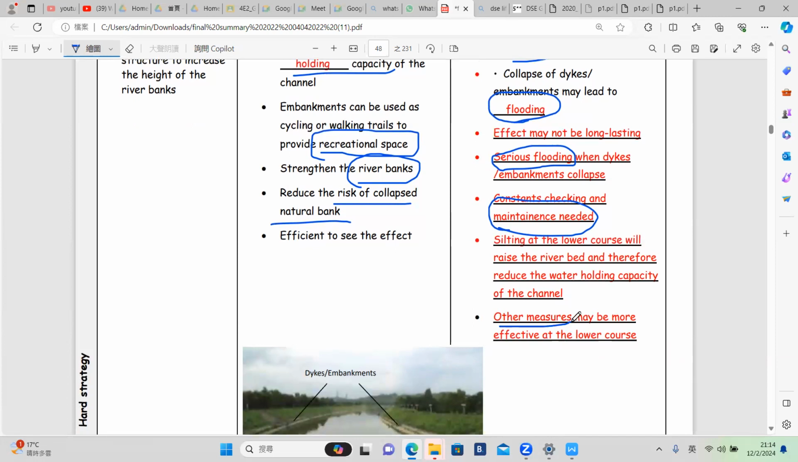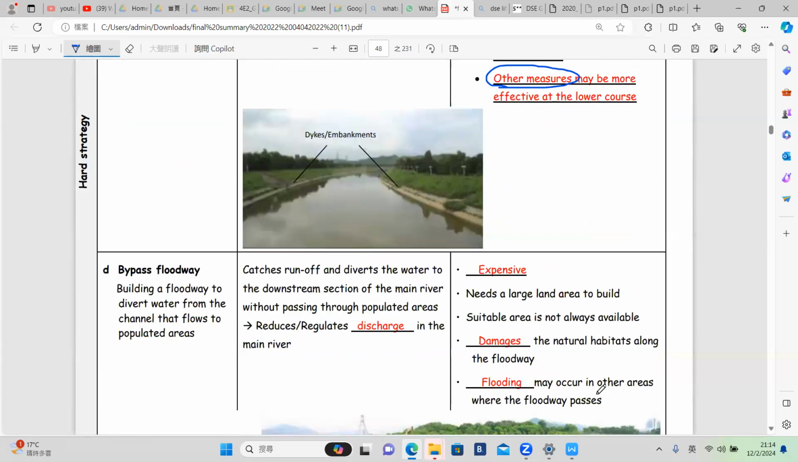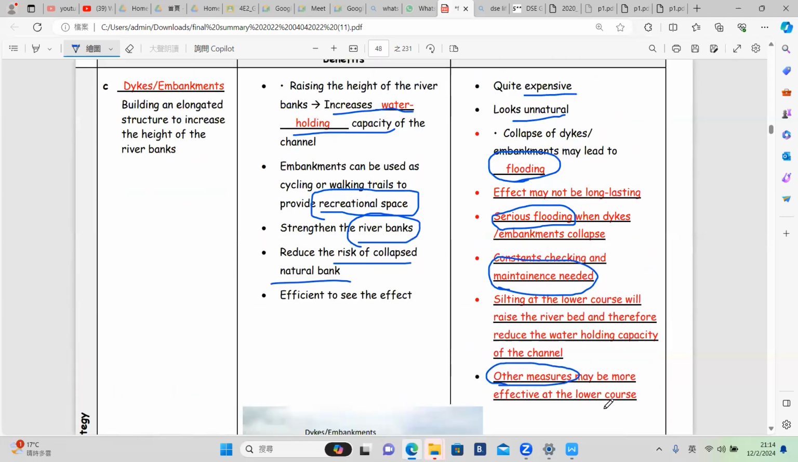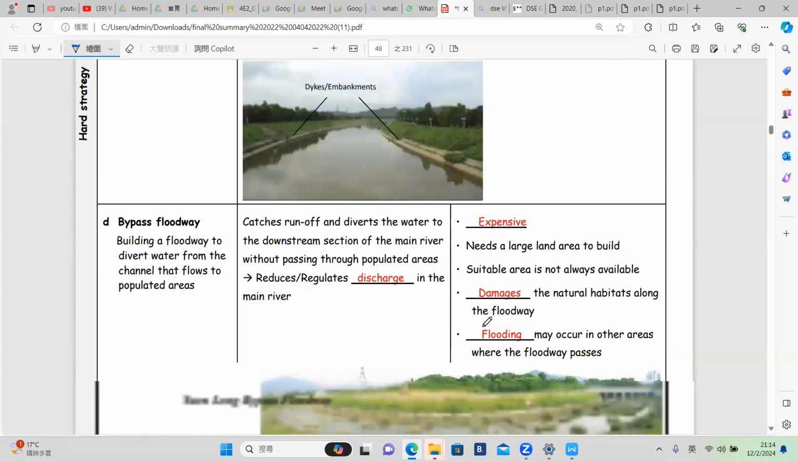Maybe other measures, which you often see, are maybe more effective. Then maybe in terms of sustainability, you can talk about the afforestation. Instead, in terms of cost effectiveness, I think the channelization is more cost effective. Okay.